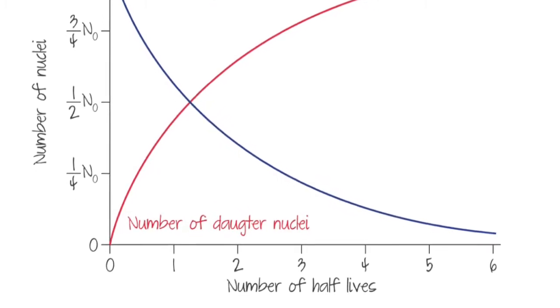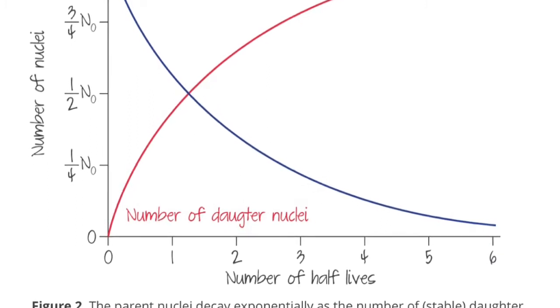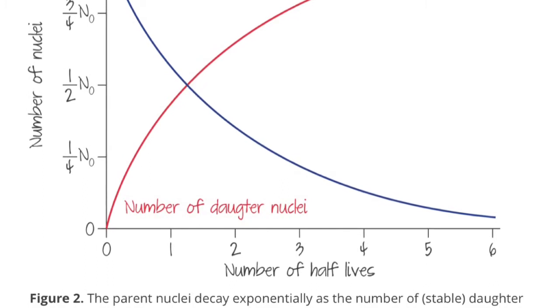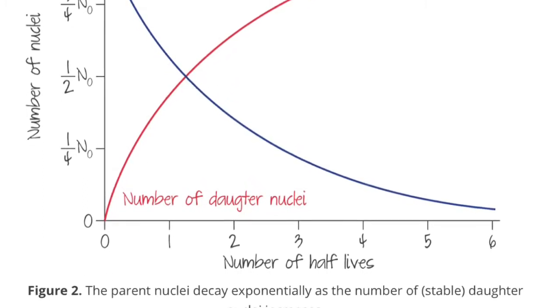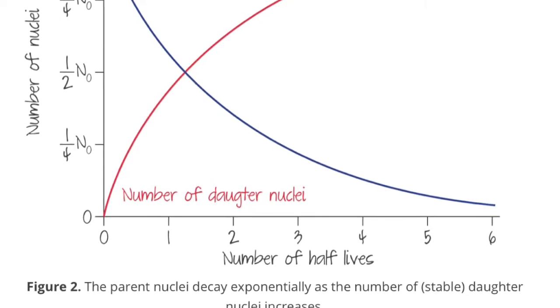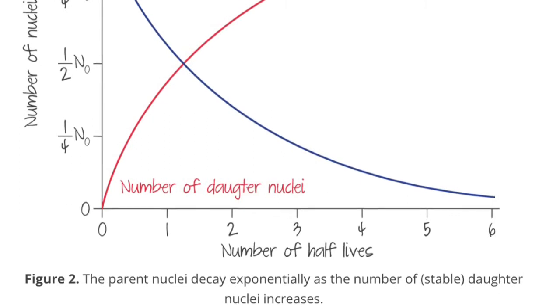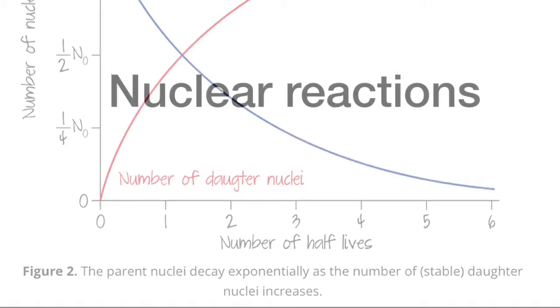Assuming a decay where the daughter nucleus is stable, the number of mother nuclei decreases exponentially, while the number of daughter nuclei increases to keep the number of nuclei in the sample constant. An exponential decay curve may be characterized by its half-life. Half-life is the time interval for half of the radionuclides to decay.